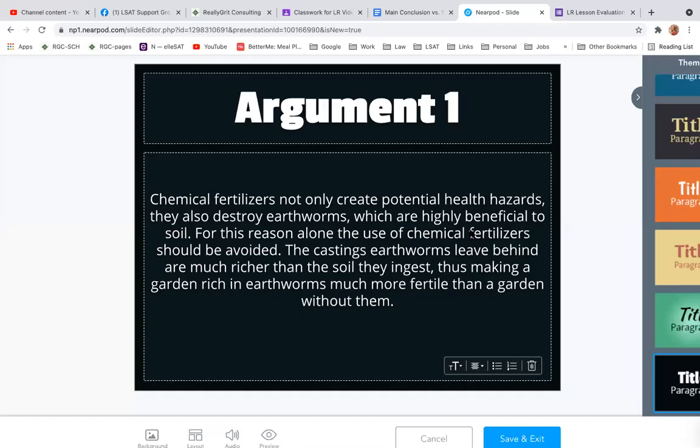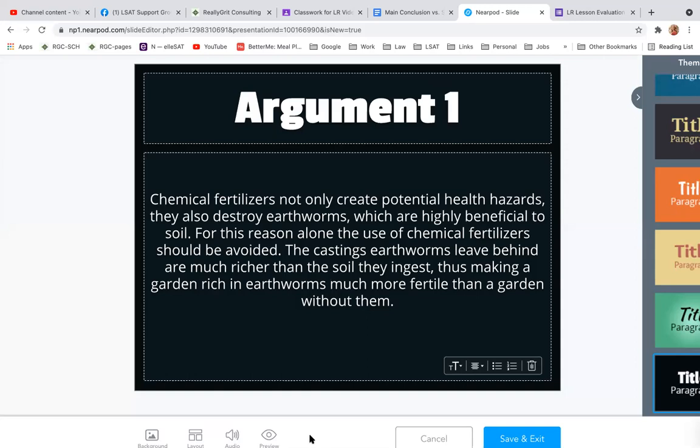So for this exercise, I'm going to give you an argument and you need to read it and determine what is our main conclusion and what is our subsidiary conclusion. So argument 1: chemical fertilizers not only create potential health hazards, they also destroy earthworms, which are highly beneficial to soil. Okay, so we're saying that chemical fertilizers not only have these potential health hazards, they destroy earthworms, and earthworms are good for the soil.